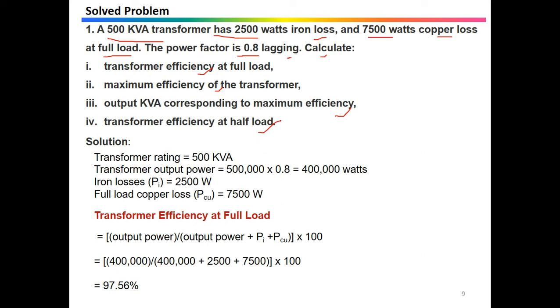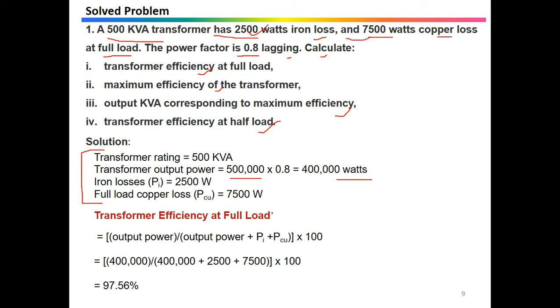So let us start with this. These are the values given to us, so importantly, we have to write them first. The transformer output is this value, 500 kVA. We can write it in terms of power, so we have to multiply it with 0.8, and it will be the output power. This comes out to be 4 lakh watts, and the iron loss and the copper losses are given here and here, so you can write these values.